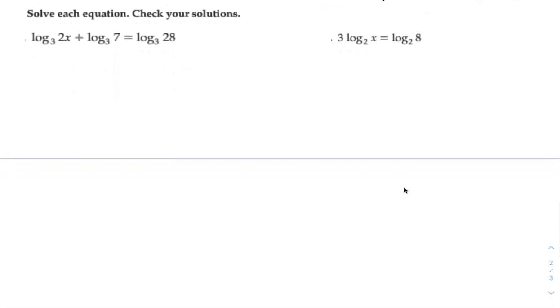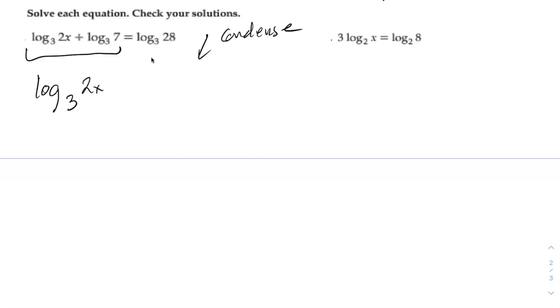Okay, the last thing we're going to solve. So this is going to be a little more work. The most common problem here is people just cancel all the logs. You can't do it unless there's a log on each side. So actually step 1 here is condense. You got to combine these two. You can't just cancel all the logs, you got to combine those two first. So plus means multiplication. So you get log base 3 of 2x times 7 equals log base 3 of 28. And then now I can solve it.